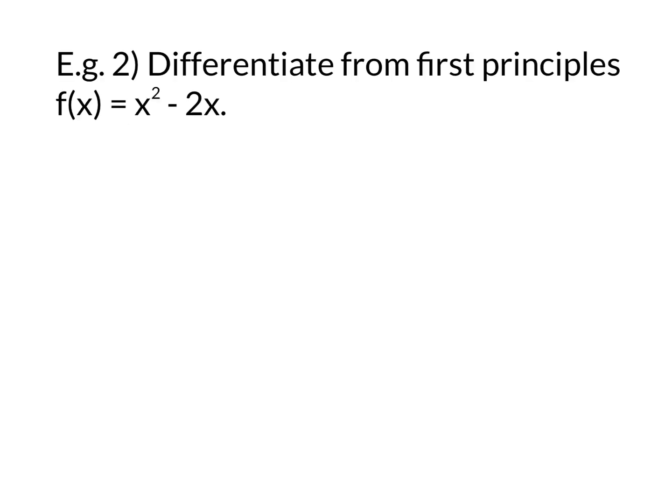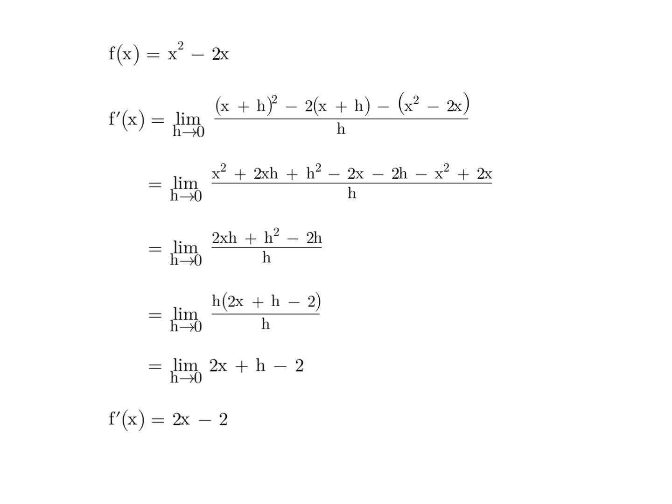So let's look at one more example of differentiating from first principles, something a little bit harder. Remember, step 1 is to replace all the x's, so f of x with f of x plus h, so replace all the x's with x plus h. So we get x plus h squared minus 2 outside of x plus h, minus the whole original function. Make sure you put it in brackets at the end.